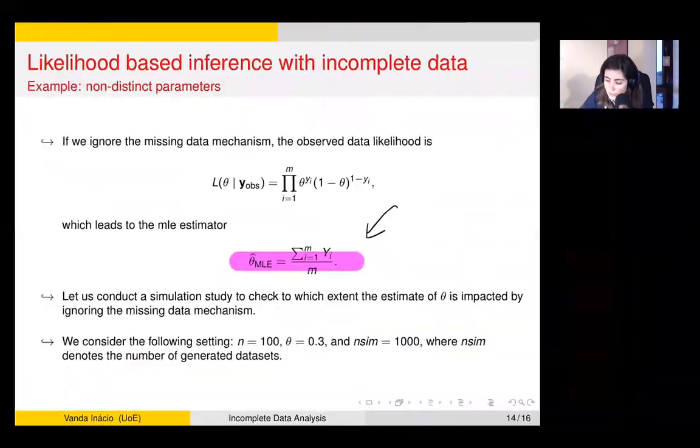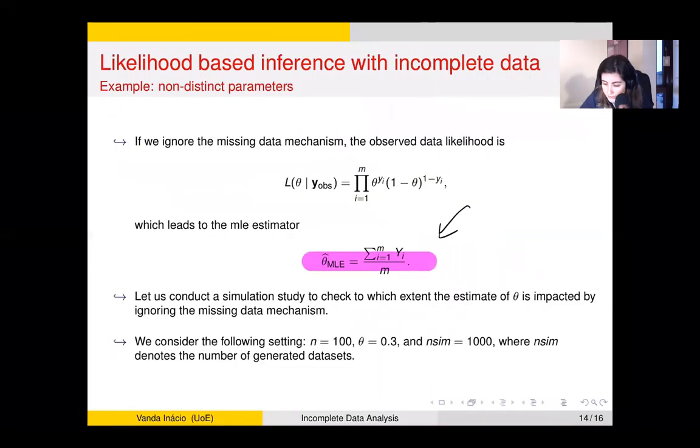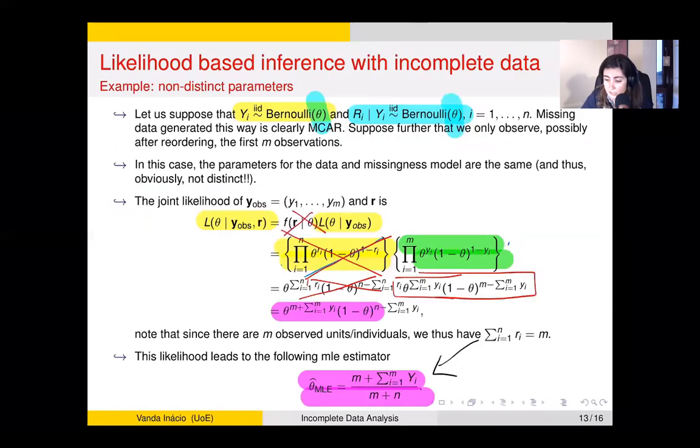Okay, and what I have done is, I will simulate data. So I have simulated 1000 data sets. Each data set has dimension 100 and the true value for theta is 0.3. And then I have simulated data according to what I have here for the y's. They are Bernoulli with parameter 0.3, and then an observation is observed also following the model. The probability that a y is observed is 0.3.